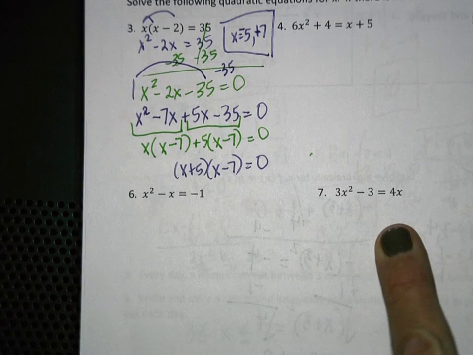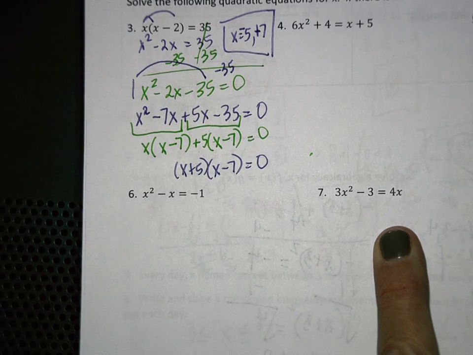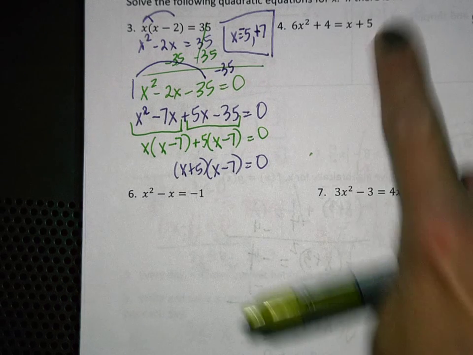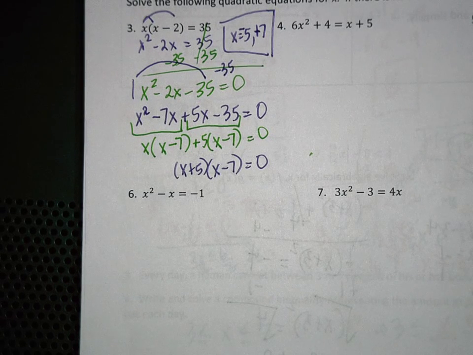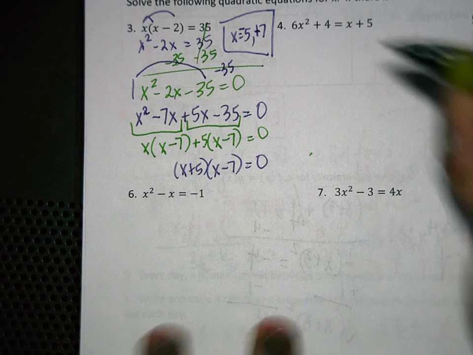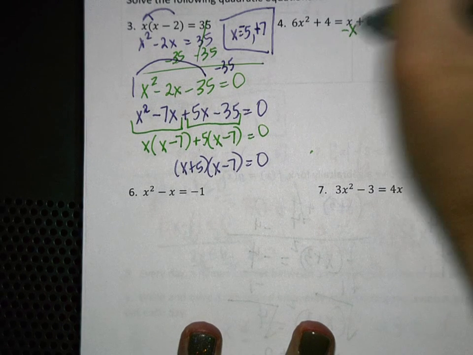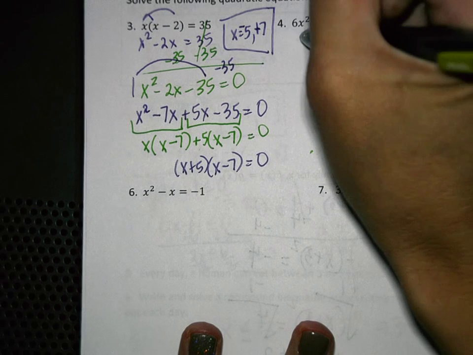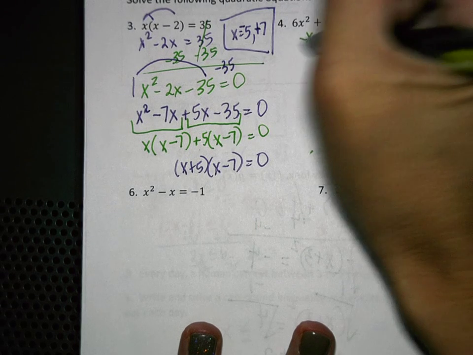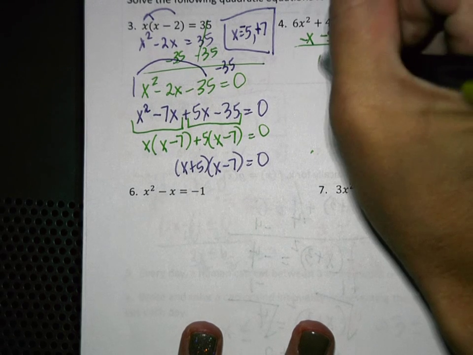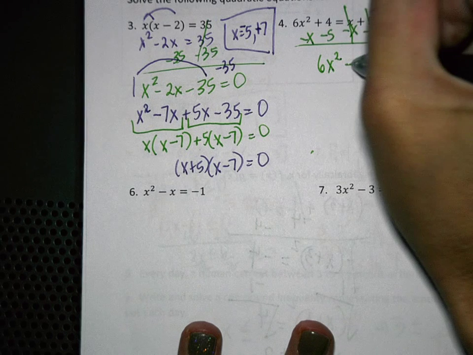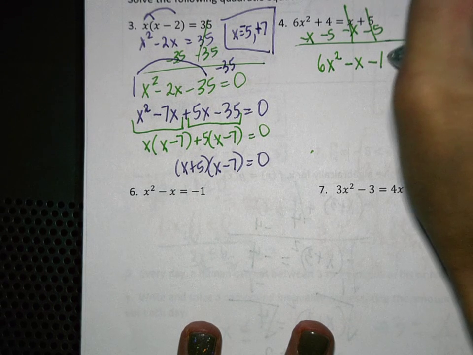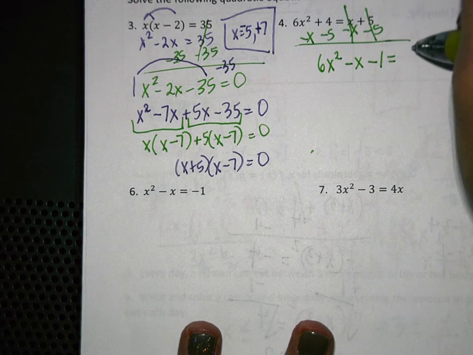Okay, are you guys ready? Okay, well, before I can actually factor this one, we first need to what? Set it equal to 0. So I'm going to subtract x and subtract 5. Okay, so when I do that, I have 6x squared minus x minus 1 equals 0.